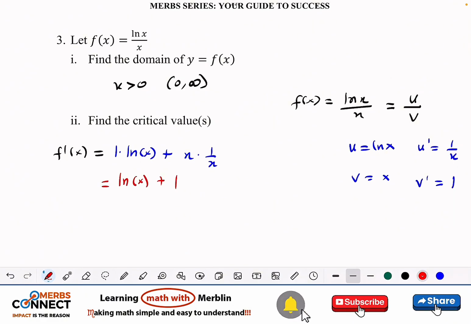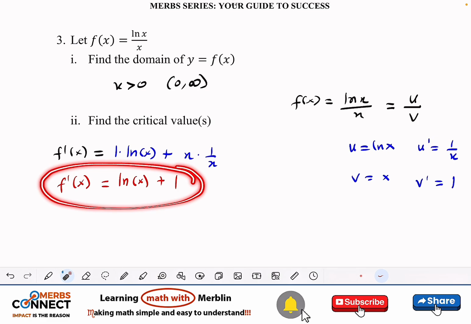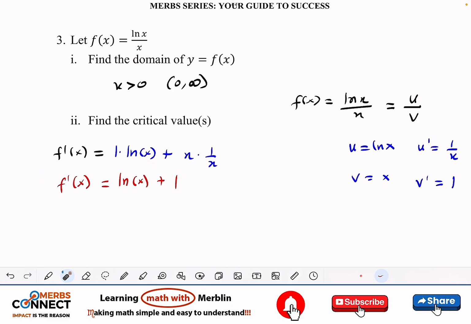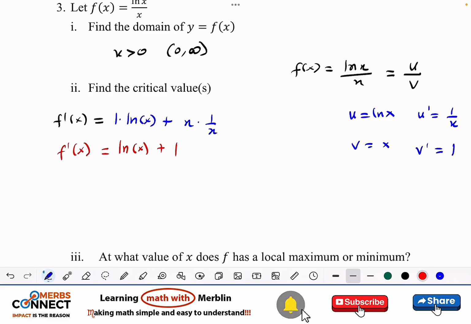So the question is, what are the values that are going to make sure that this is equal to 0? So this is what we are going to do. We are going to set f prime to 0. So for critical values, f prime of x should be equal to 0. So it means that ln of x plus 1 is equal to 0. So ln x is equal to minus 1.